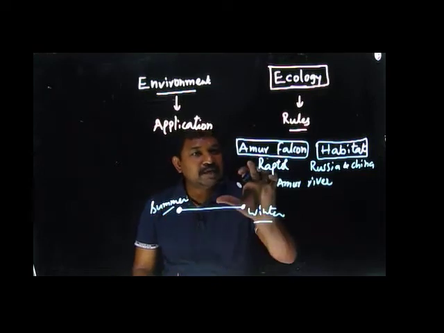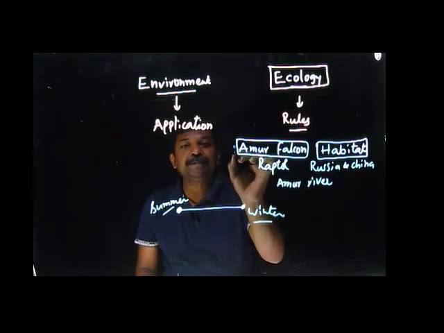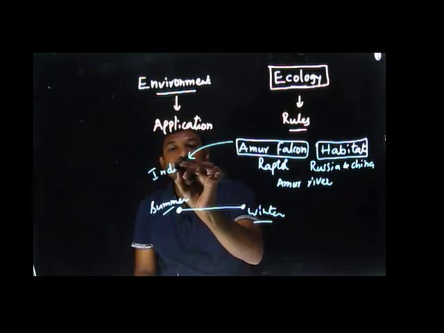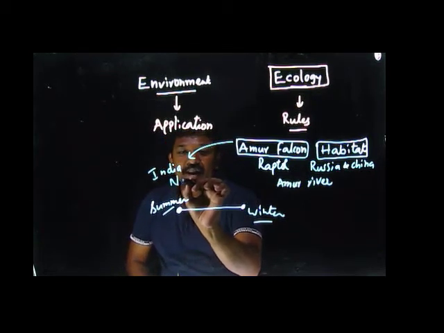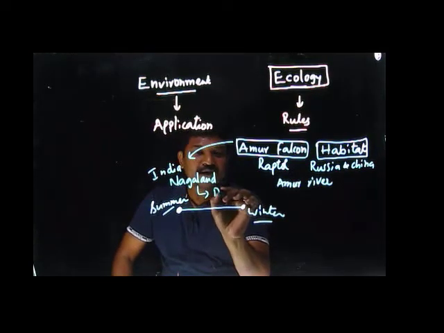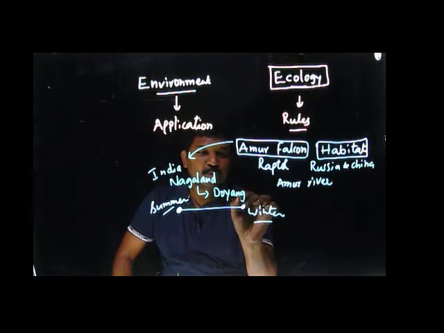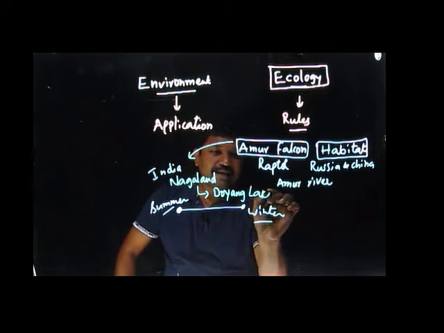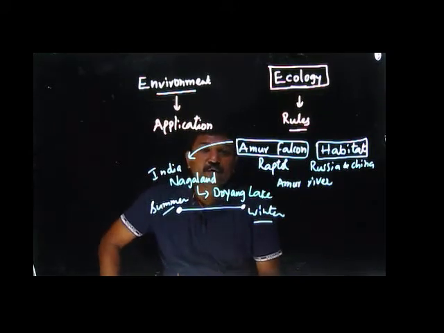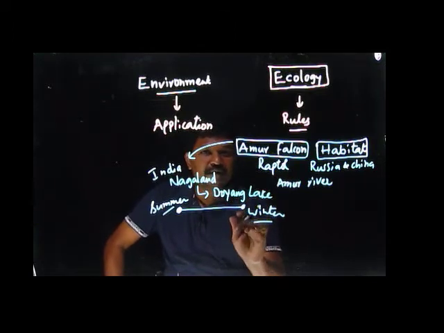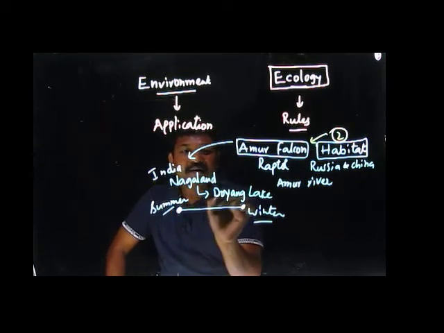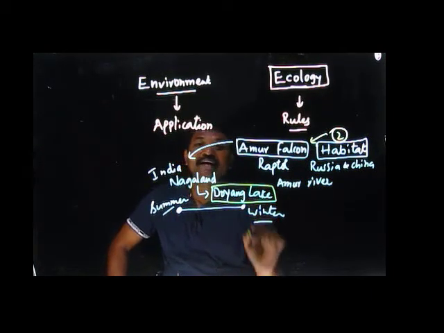In the same way, this Amur falcon is also migrating from the Amur region all the way towards India. The bird is coming to a state called Nagaland. In Nagaland, there is a lake called Doyang Lake. The bird is migrating to this Doyang Lake. When the bird is migrating to Doyang Lake, what does it mean? This bird has two habitats: one, the primary habitat, and another, this Doyang Lake region, which is the secondary habitat.